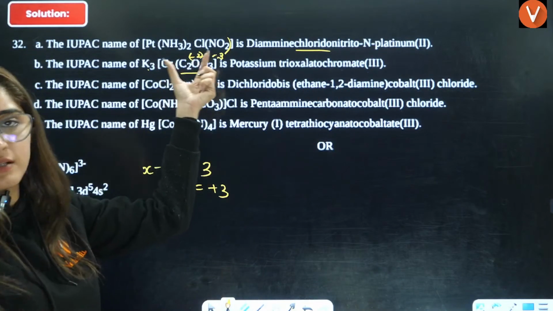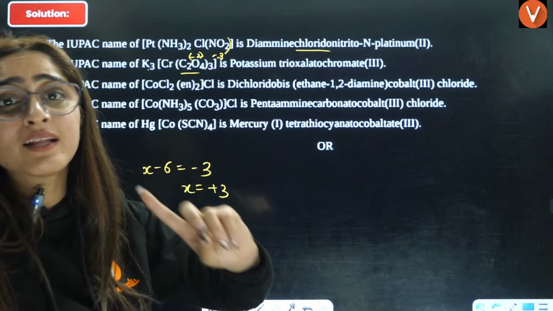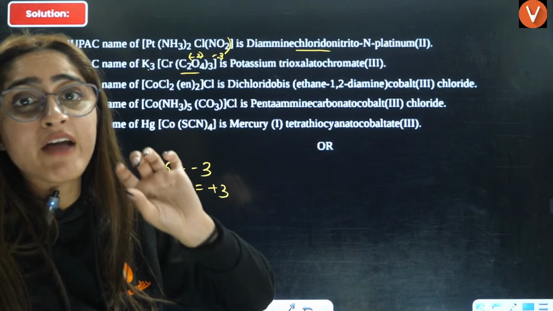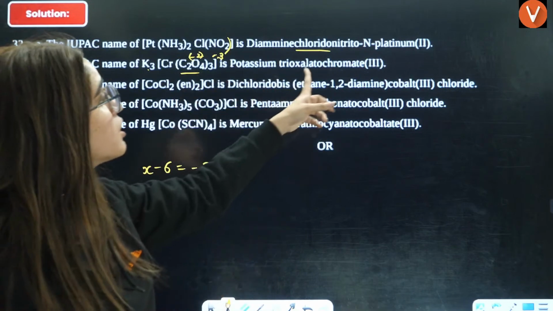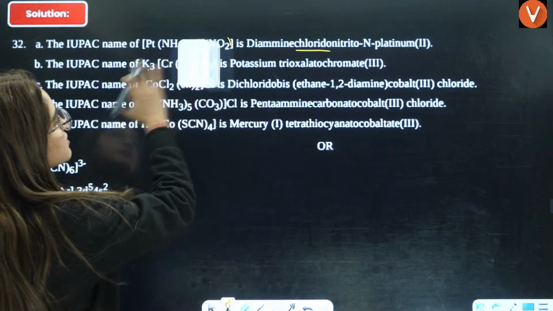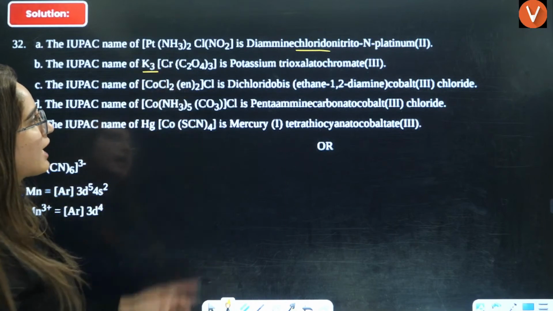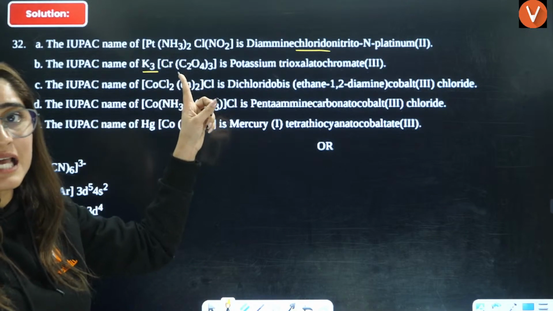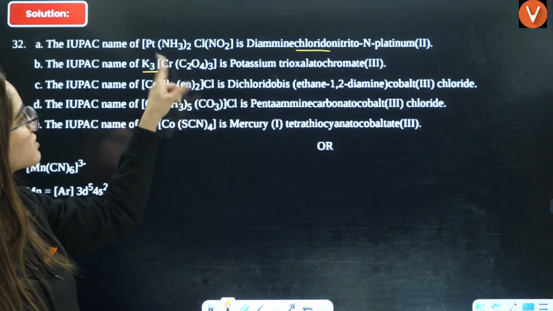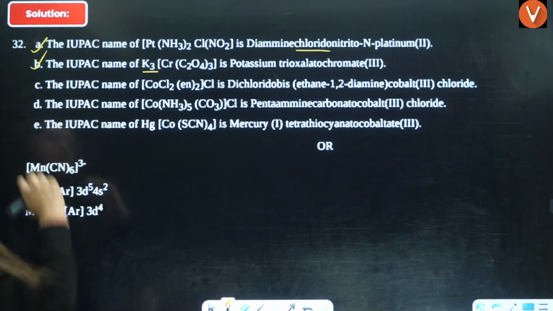Because this bracket, this coordination sphere is negative, it is an anion. That is why the central metal atom will have the suffix 'ate' after the name. So it will be chromate, not chromium, right? Okay, that is the difference. Next is, okay, potassium, because it is a counter ion, potassium trioxalato, it is oxalato, trioxalatochromate(III). Okay, that is also done.